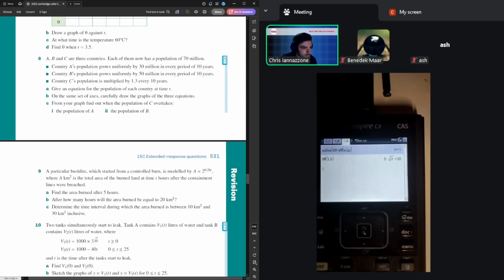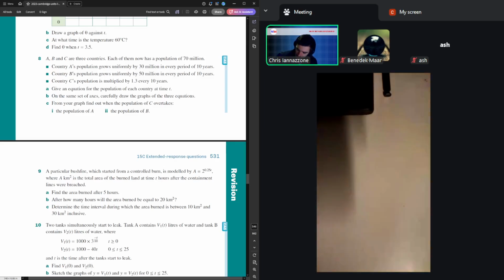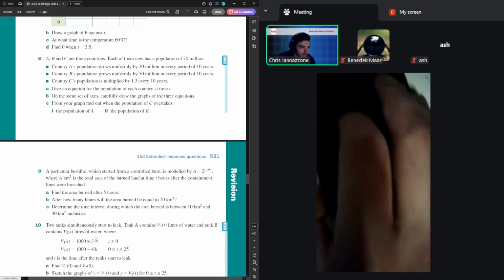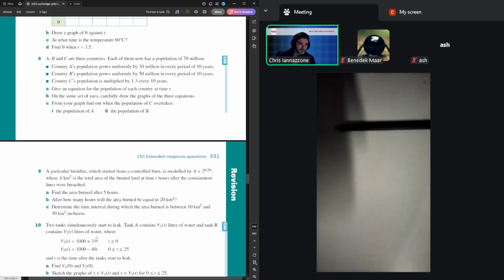Decent question. We don't usually have a lot of practice creating equations from worded rules. So if a population grows uniformly, it means it does so at a constant rate. If it grows uniformly by 30 million, it means that if you started at 70, then 10 years later you should be at 100, another 10 years later 130, 160, and so on. The passage of more time doesn't speed up the rate at which it is growing.